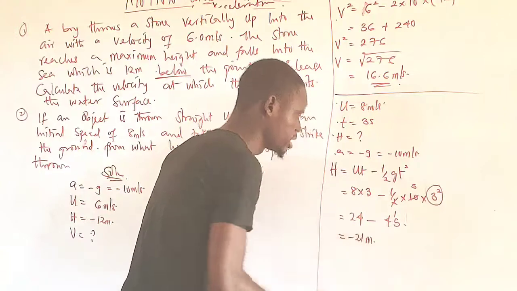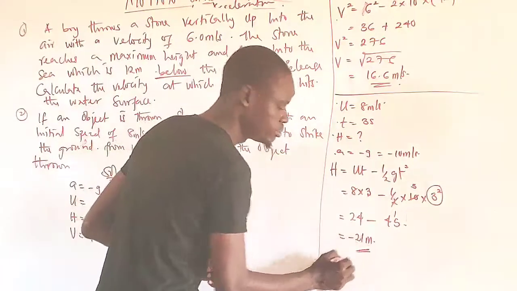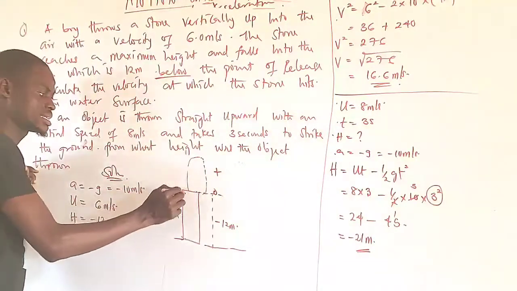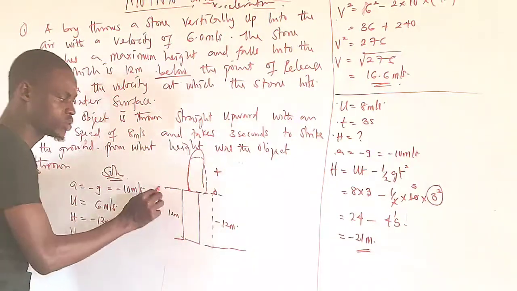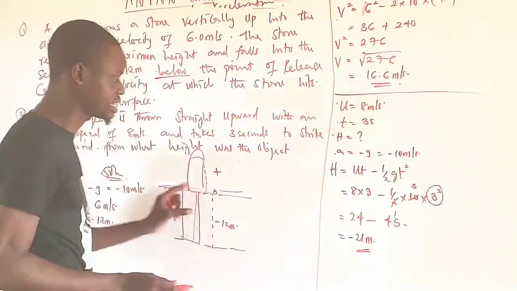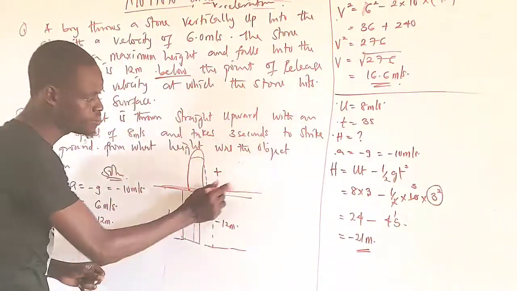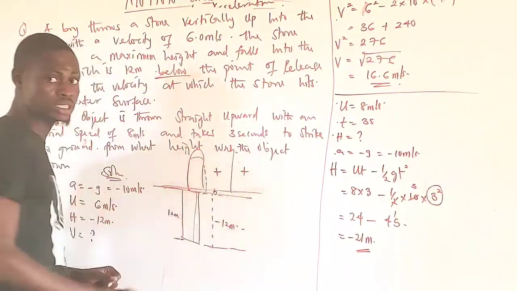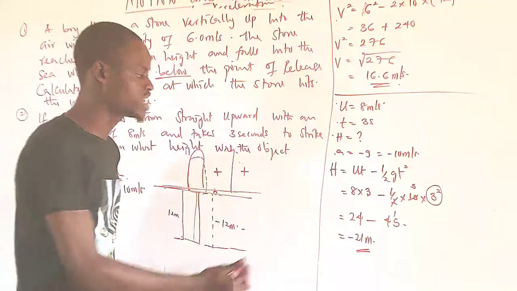So I have minus 21 meters. The body is thrown at a height of 21 meters below the level of throw. Don't forget what I said earlier: if this is the level of throw, anything below the level of throw will be taken as negative, and anything above the level of throw will be taken as positive. So the reason why my answer here is negative is because the height is below the level of throw.